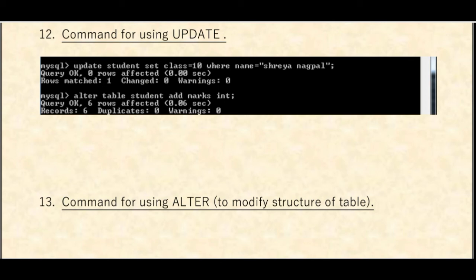If you want to change a particular value, or you want to update particular data, then we can use the update command. So how do we write this? Update student, table name update student, set class is equal to 10 where name is equal to श्रेया नागपाल. सो अब जो श्रेया नागपाल है उसकी क्लास जो है वो 10th हो जाएगी.